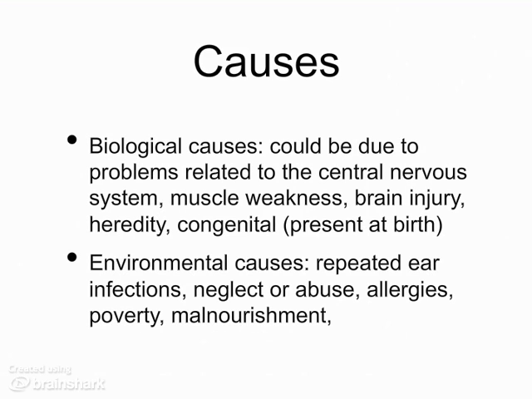As far as causes go, causes for speech and language impairments can be biological or environmental. Biological causes could be due to problems related to the central nervous system, muscle weakness, brain injury, heredity, or congenital, meaning it was present at birth. Environmental causes could be related to repeated ear infections, neglect or abuse, allergies, poverty, and malnourishment.